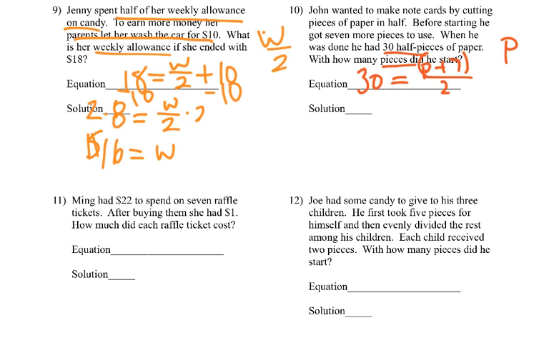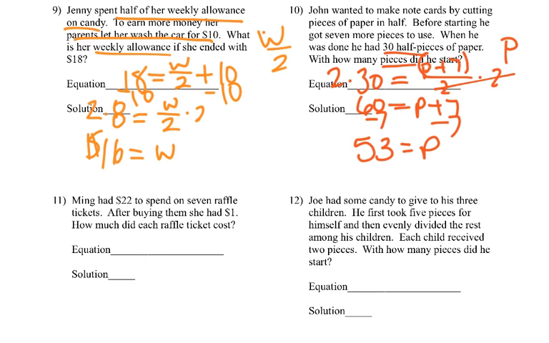So, that one was kind of weird, but that's the route he went. So first, we times by 2, get 60 equals P plus 7, because those would cancel. Subtract 7, and we get 53 equals P. So we started with 53 pieces of paper, right? That doesn't make sense, does it?